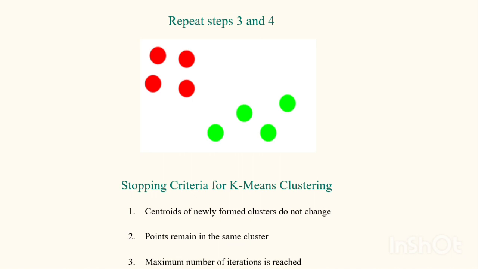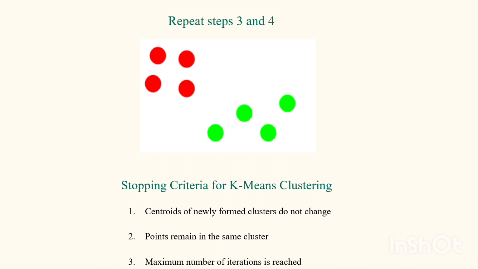We can stop the algorithm if the centroids of the newly formed clusters are not changing, even after multiple iterations. If you are getting the same centroids for all the clusters, we can say that the algorithm is not learning any new pattern and it is time to stop the training. Another clear sign that we should stop the training process is if the points remain in the same cluster even after training the algorithm for multiple iterations. Finally, we stop the training if the maximum number of iterations is reached.